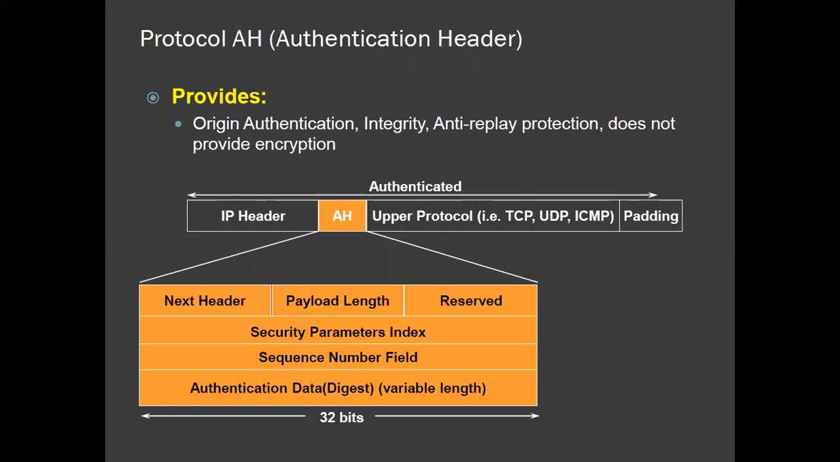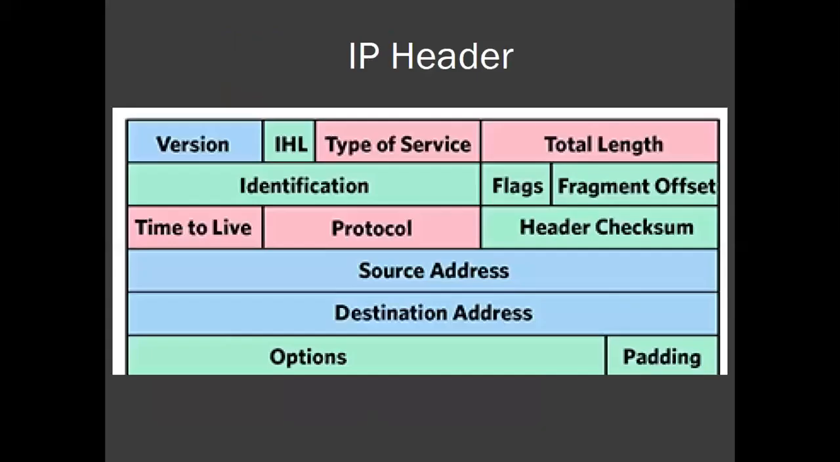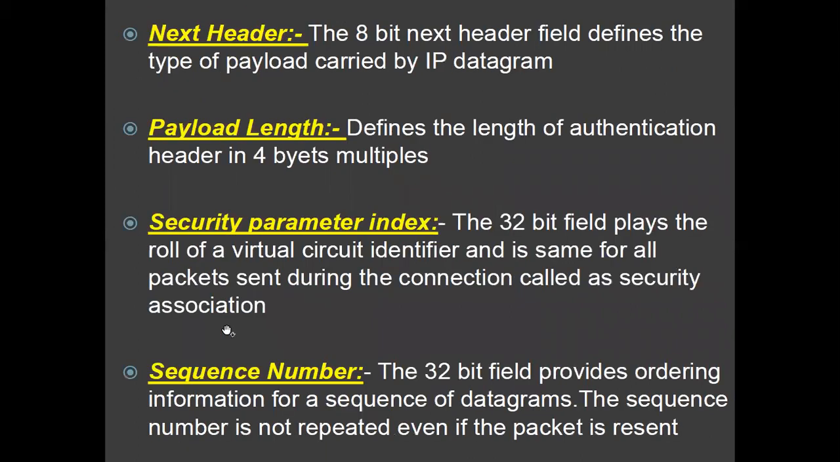Okay. Now let us understand these different fields of the authentication header. So first is the next header field. This next header field is of length 8 bits. It defines the type of payload which is carried by the IP datagram. As we have seen, the original value carried by the protocol field of the IP header is copied here.